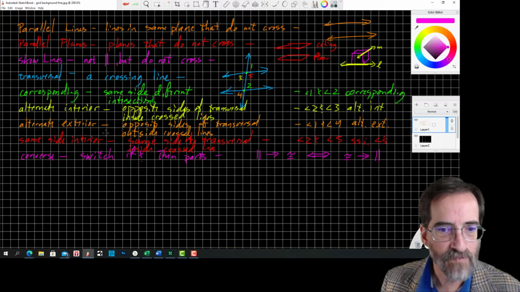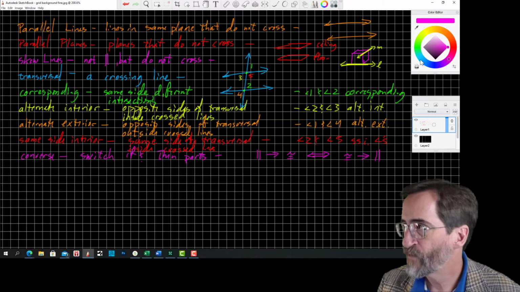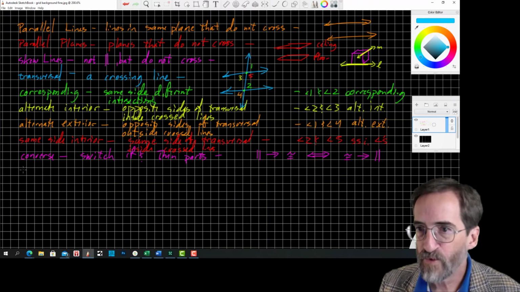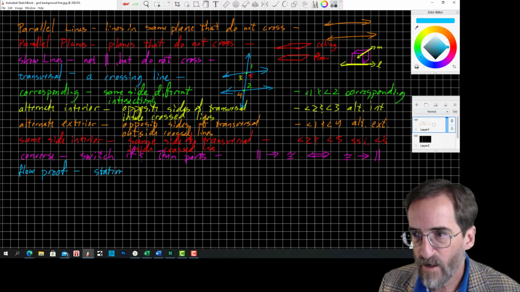All right, corresponding angles, we've already got, and same side interior angles we've got, but flow proof is new. So a flow proof, also called a flowchart proof, is where reasons or statements are in boxes, and reasons are given below the boxes.